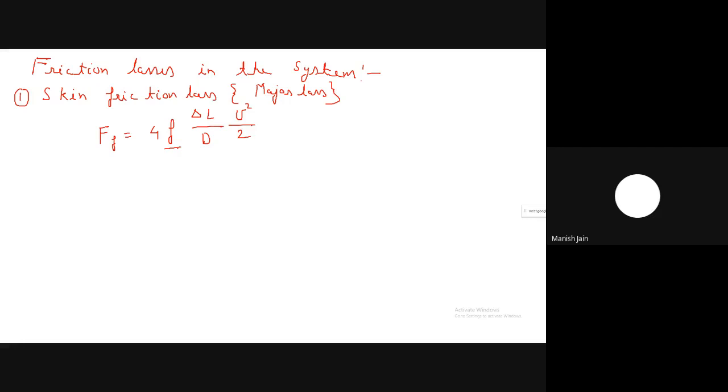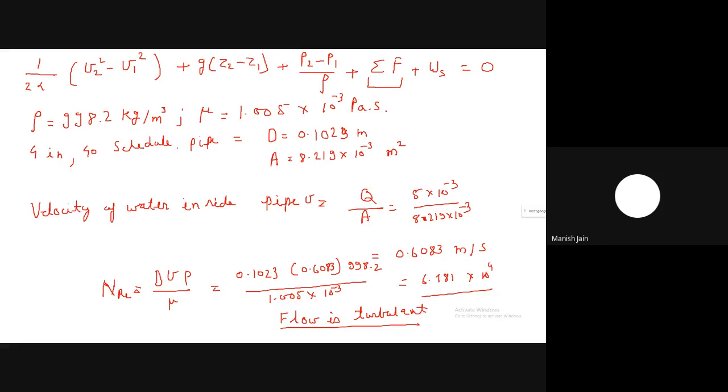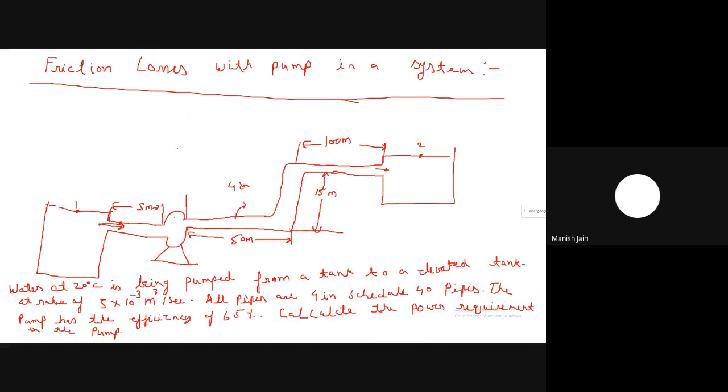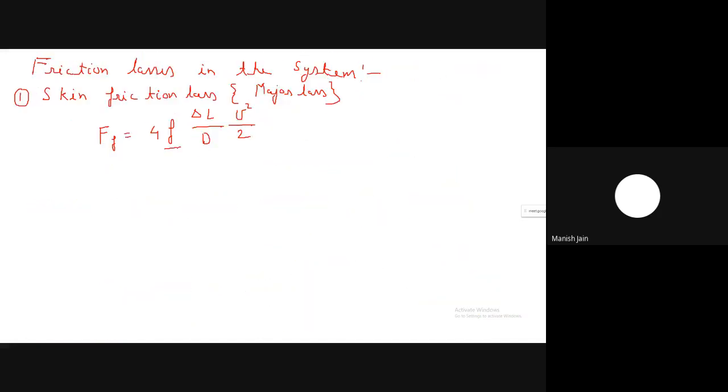Here it is given that you have a pipeline of schedule number 40, and suppose it is a cast iron pipeline. So for cast iron, the value of psi, that means the roughness factor, because when you have turbulent regions you should know the roughness factor. The roughness factor is given here: 4.6 multiplied by 10 to the power minus 5 meter.